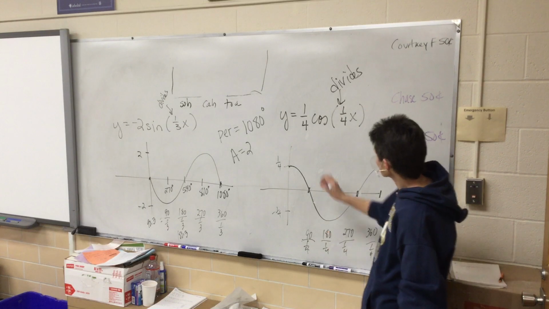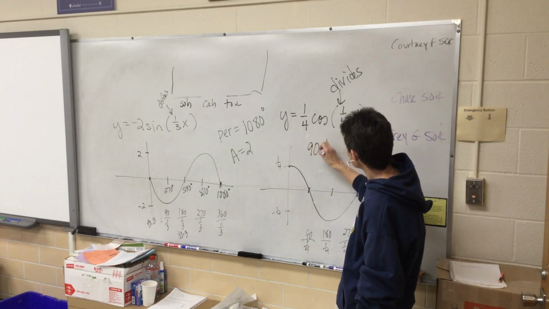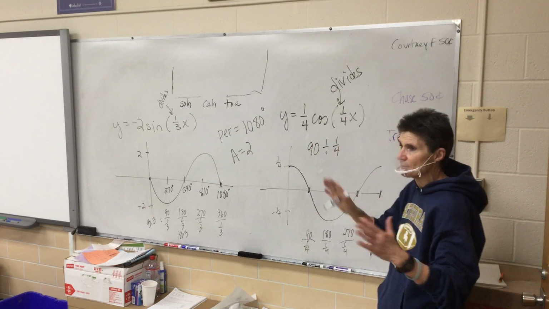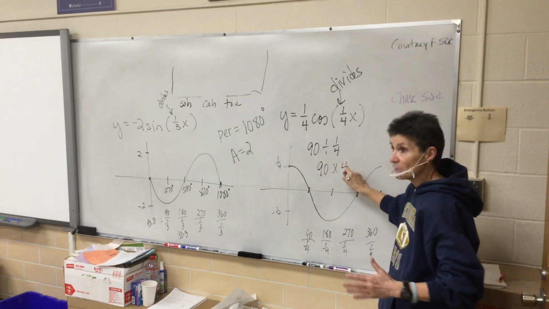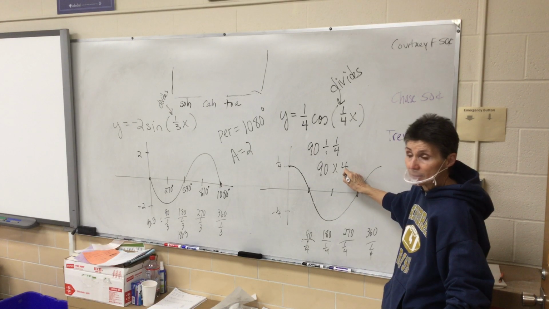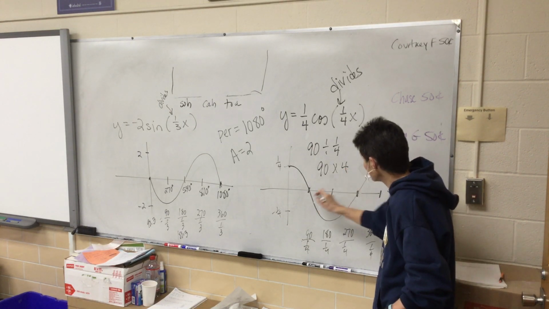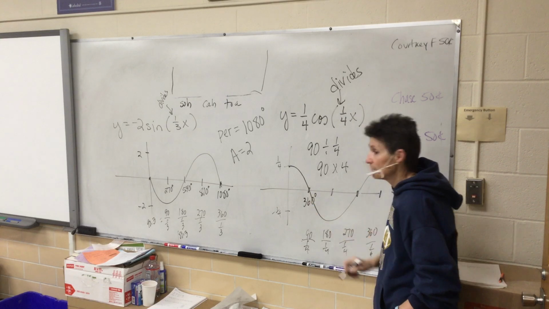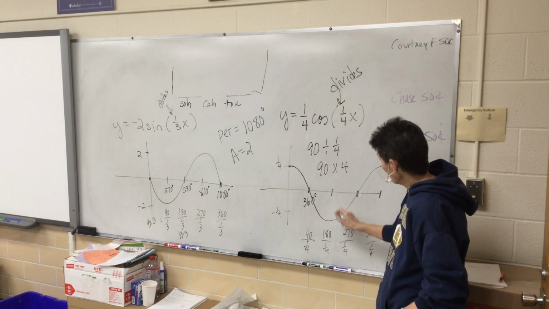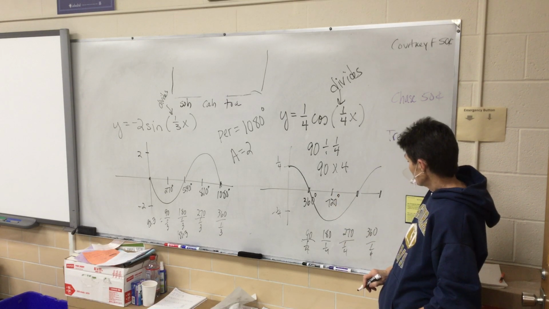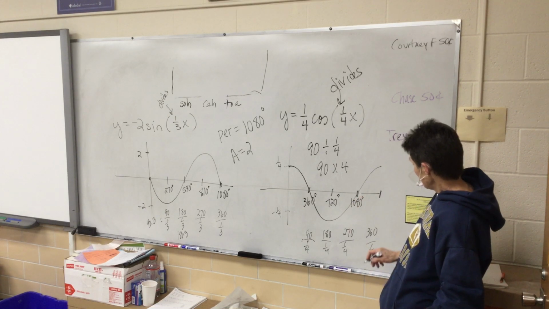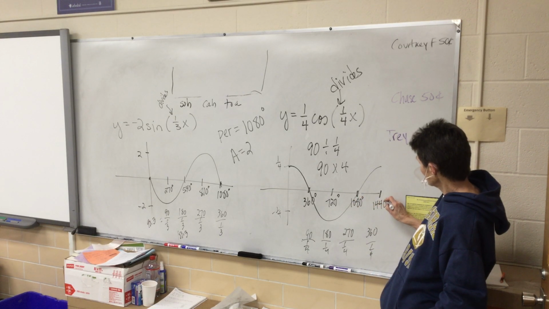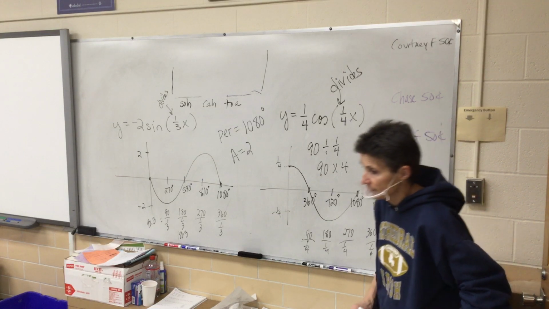So like Mary Kate said, who knows 90 divided by 1/4? That doesn't even make sense to me. So I multiply by the reciprocal. So this is 90 times 4, which is 360. And then 180 times 4, 270 times 4, I hope my math is right, and 360 times 4. Remember, you can always use your calculator if the numbers get too big.